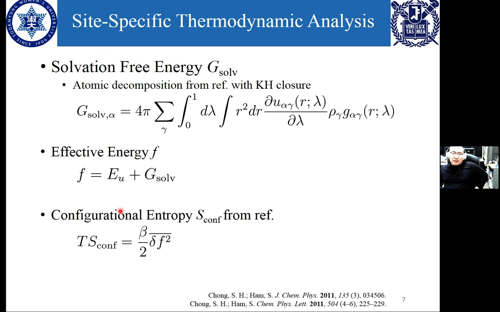We compute the exact atomic decomposition of solvation free energy using 3D-RISM methods. We used the Kovalenko-Hirata closure relation as well. Then we obtain the overall effective energy F by a simple addition. Finally, we obtain the configurational entropy using the variance of effective energy multiplied by thermodynamic beta over 2.